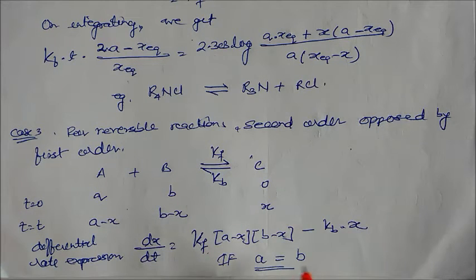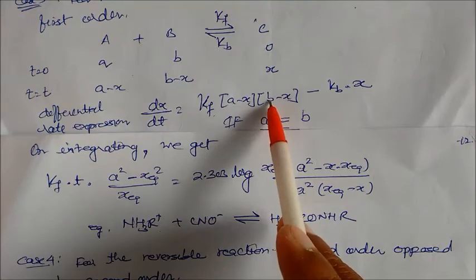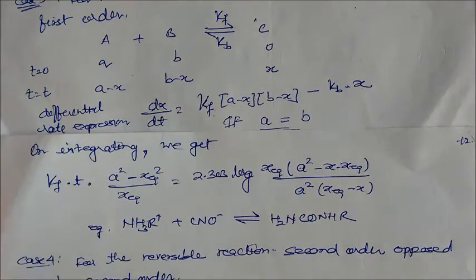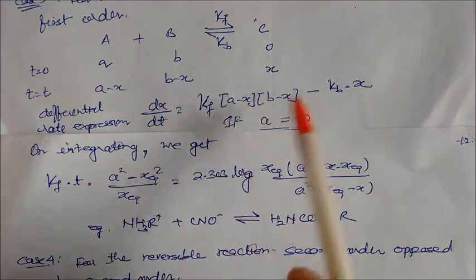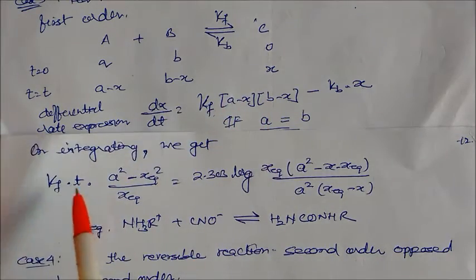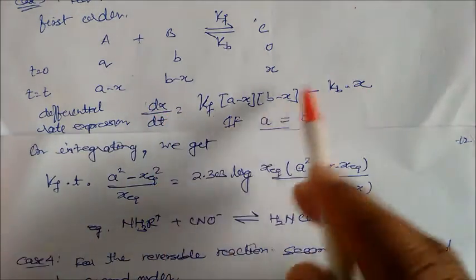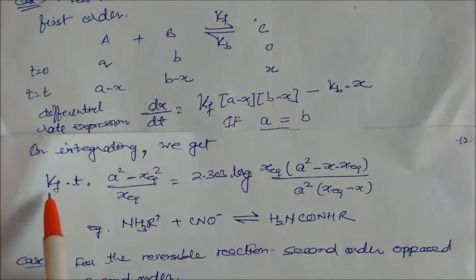Now if A equals B, so in this case if you take A is equal to B, then we can write this as A can be B, or A by B can be A. So if you integrate this equation, this will be 0. On integrating dx by the whole equation and dt, you will get here Kf into t.